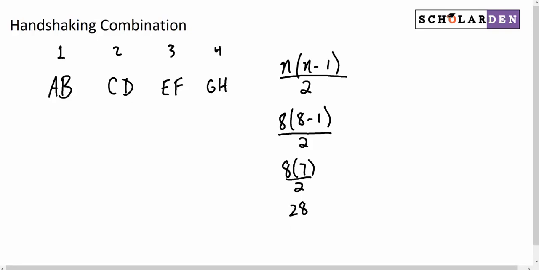And now look, we can simply subtract away this one handshake between A and B, this handshake, and this handshake. So really we're just subtracting the number of companies from the 28 because those are the handshakes we don't want. So there's going to be 24 handshakes between people from different companies.